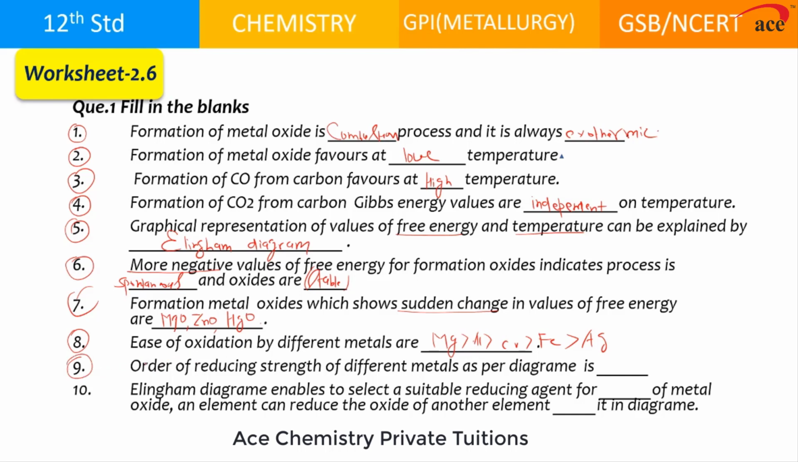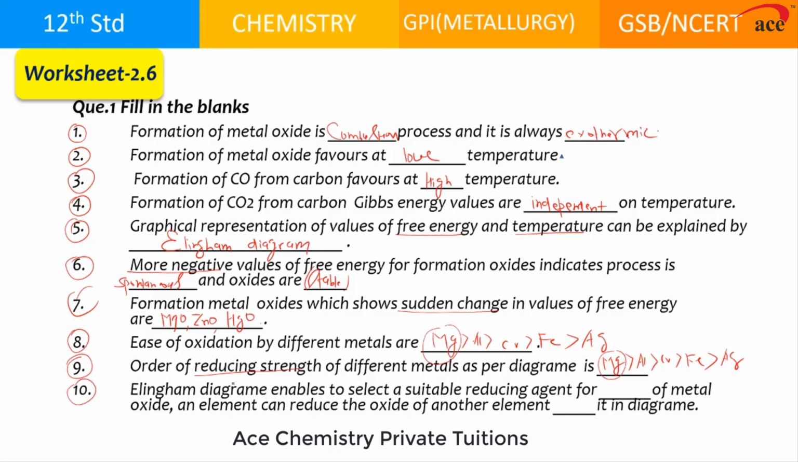And ninth, they have asked the order of reducing strength. See, reducing strength depends upon the ease of oxidation. So higher or faster is the ease of oxidation, stronger will be the reducing agent. So the answer will be magnesium, aluminium, then chromium, iron and silver. The metal which gets oxidized faster will act as a stronger reducing agent.